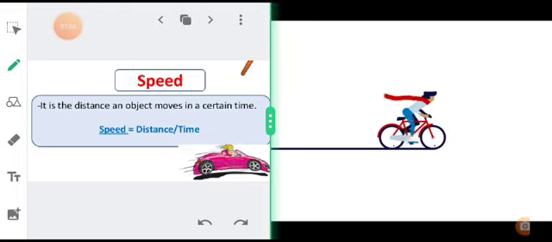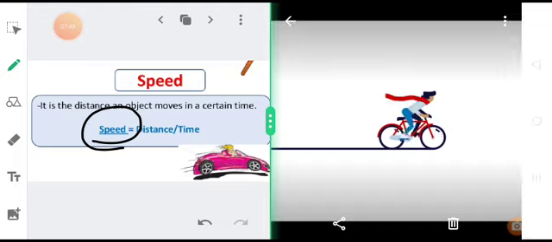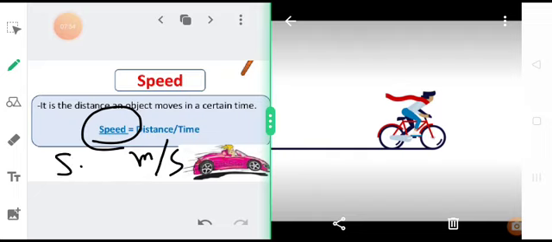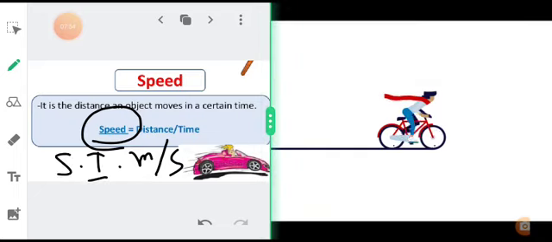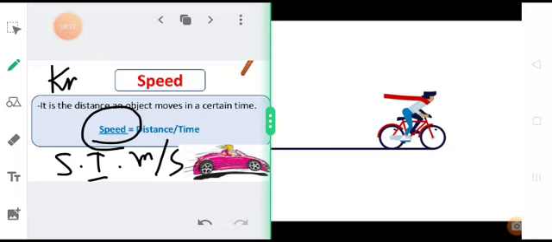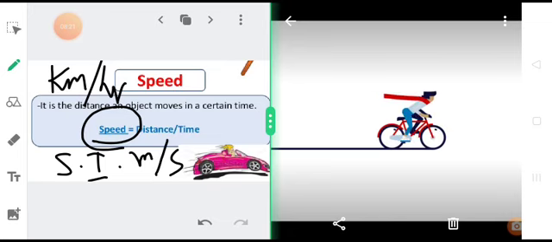Now that we have a formula for speed, we can also obtain its unit. Using the formula, we get the unit for speed as meter per second. This is the SI unit for speed. But if we are measuring large distances, sometimes we make use of another unit. If the distance is measured in kilometer and the time in hour, then we get another unit of speed, kilometer per hour. So we have two units, but the standard unit is meter per second.